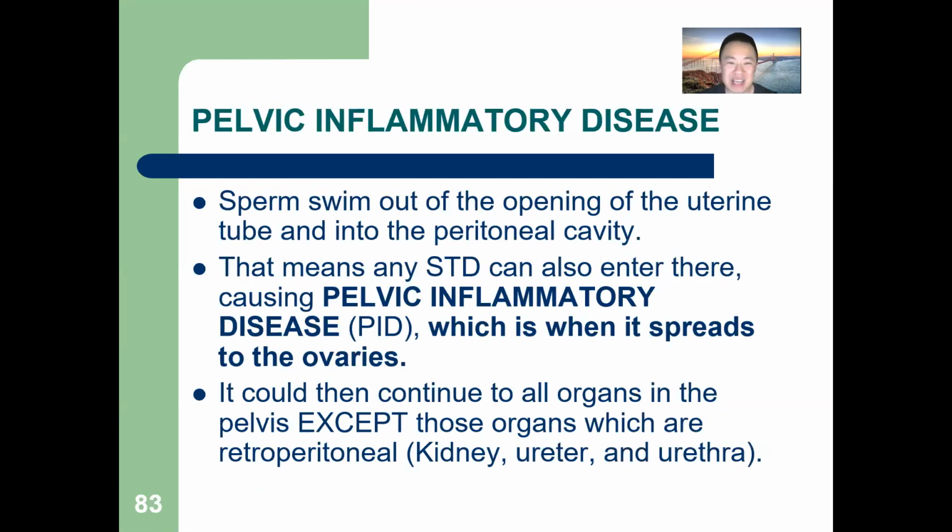All right. PID, or pelvic inflammatory disease: sperm swim out of the opening of the uterine tube and into the peritoneal cavity. That means any STD can also enter there, causing pelvic inflammatory disease, which is when it spreads to the ovaries. It could then continue to all the organs in the pelvis, except those organs which are retroperitoneal, so the kidneys, the ureter, and the urethra.